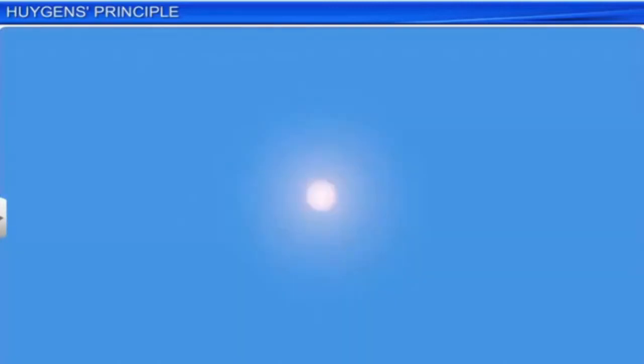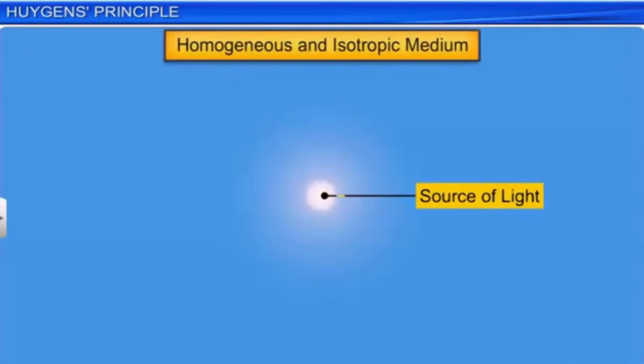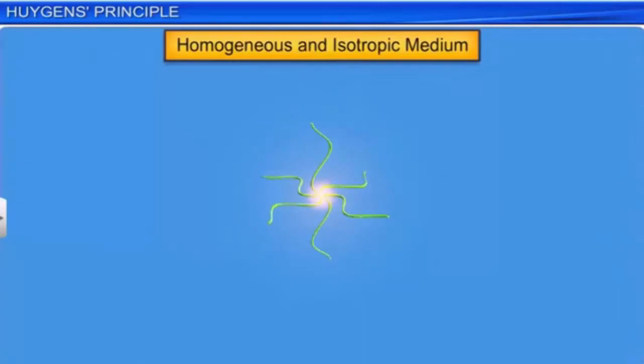Now consider a point source of light placed in a homogeneous and isotropic medium, emitting light waves in different directions. If the medium is homogeneous, the speed of light waves is the same throughout the medium, and if it is isotropic, it is the same in all directions.